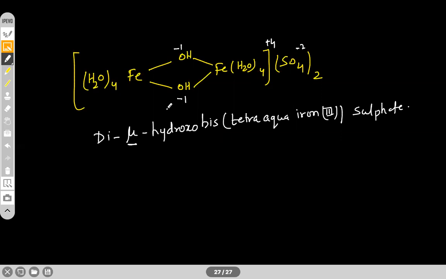No, disulfate we don't put. Simply we'll write down sulfate, because when you write bis tetra aqua iron it means there are 2 iron atoms present, right? To balance that, we should require 2 sulfate. So from there you get the idea that we'll have 2 sulfate ions. So that is not required.